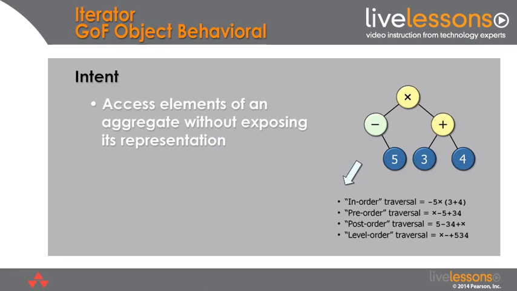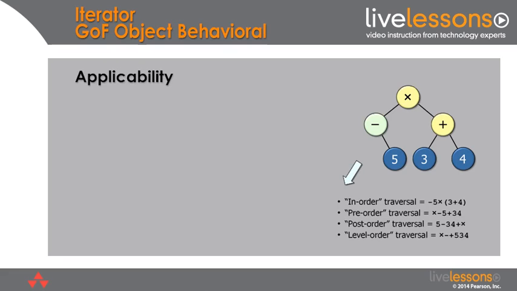The way in which these various pieces are put together conforms to the Gang of 4 iterator pattern. The intent of the iterator pattern is to access elements of an aggregate without exposing its representation. You should consider applying this pattern if a number of these different conditions hold.